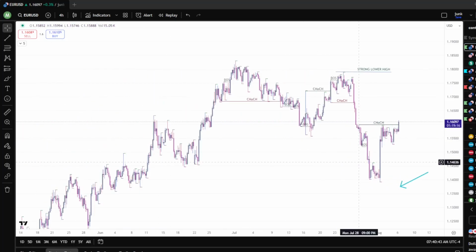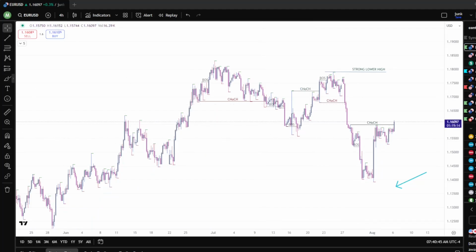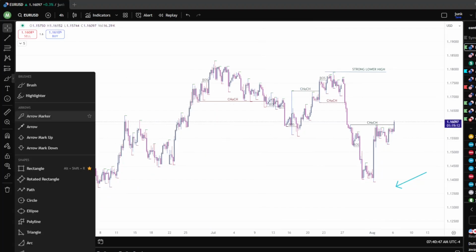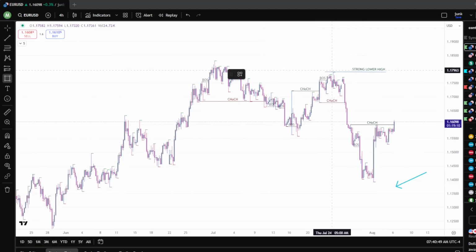We're taking a look at the US dollar pairs in the Forex market today. We'll start by taking a look at Euro USD on the 4-hour chart. Let's go ahead and start by mapping out the current range that we're in. Of course, we're dealing with this 4-hour range.